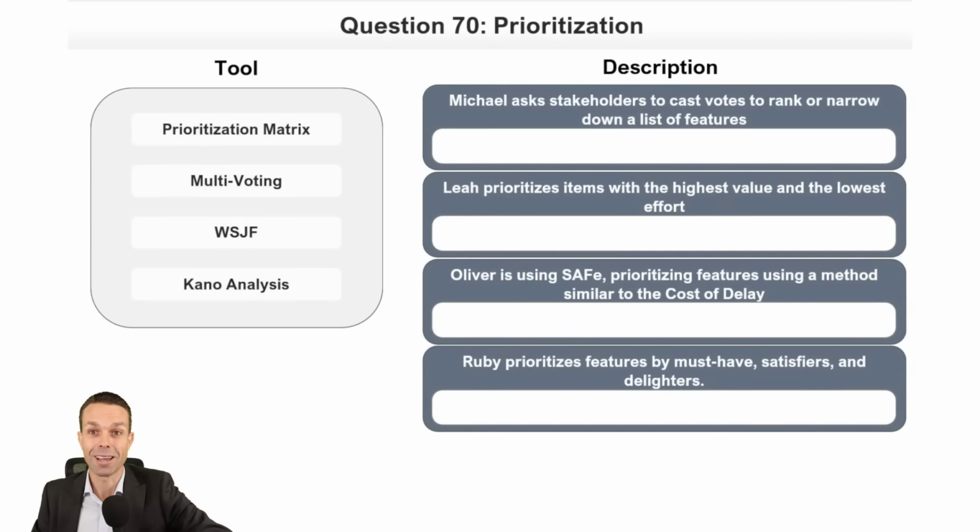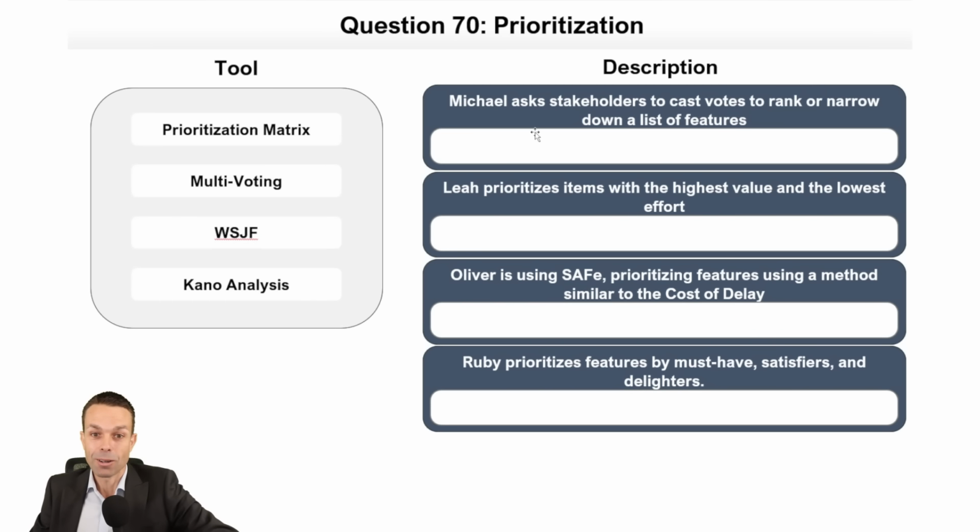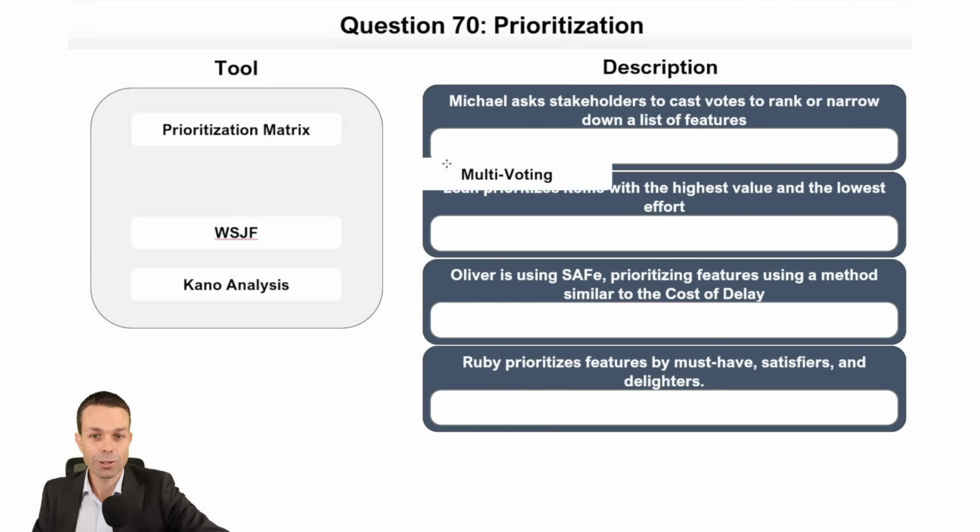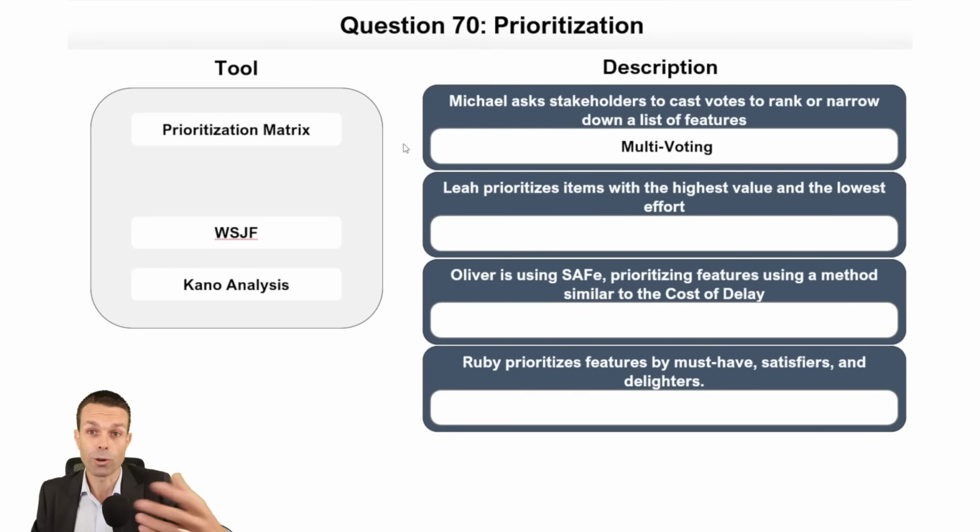Last one, you have done an amazing job. This is the last one for this particular section. Michael asks stakeholders to cast votes or to rank or narrow down a list of features. Wonderful way to do it. If we're voting, multi-voting is going to be the one. Now, multi-voting, we might have 5 dots. Can also be voting with dots.